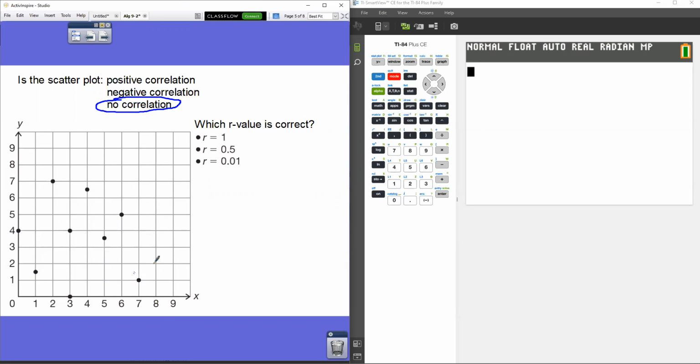You have no idea. Well, R value of 1 would be a straight line going up, and R value of 0.5 would still be pretty much a big grouping that's going up. But 0.01, that's really, really close to 0, which is no correlation. And that's what this one is. So some of your homework questions today will look like that.